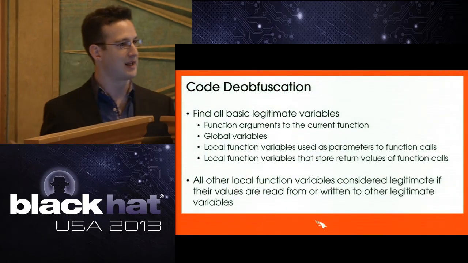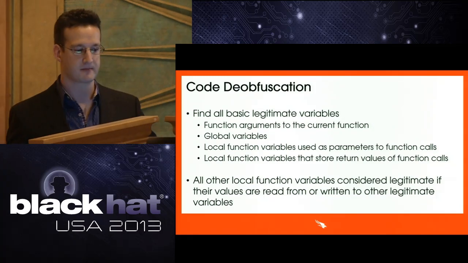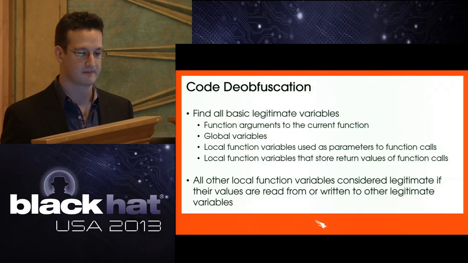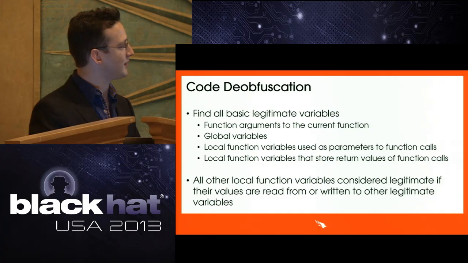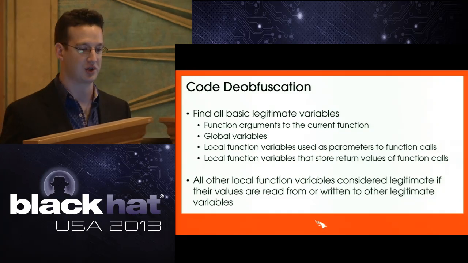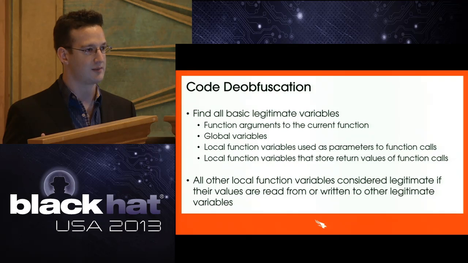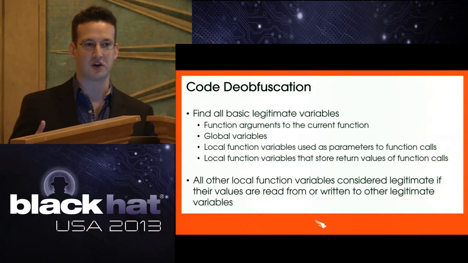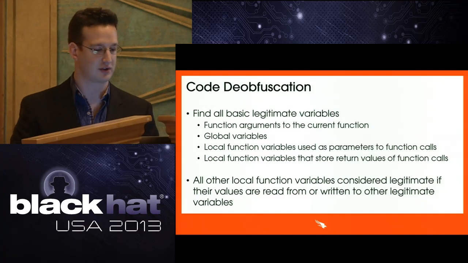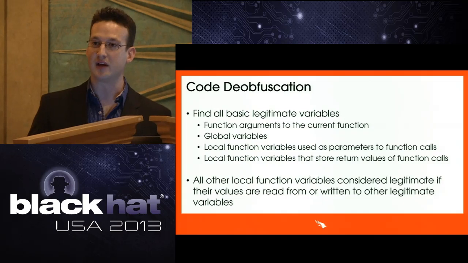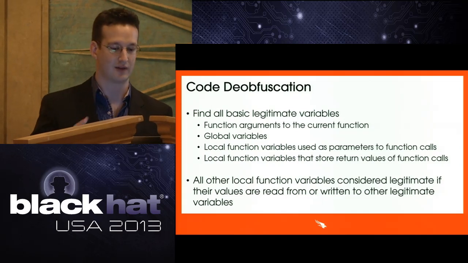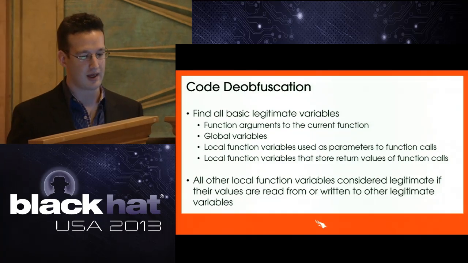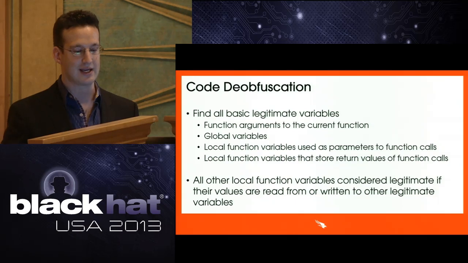Well, it pretty much follows the steps that we followed manually. It starts off by finding all basic legitimate variables. And those legitimate variables are function arguments to the current function. Global variables are considered to be legitimate. Arguments to function calls from the function are considered legitimate, as are return values from any function calls made from inside the function. And optionally, the plugin allows you to say that local function variables used in return statements are also legitimate.